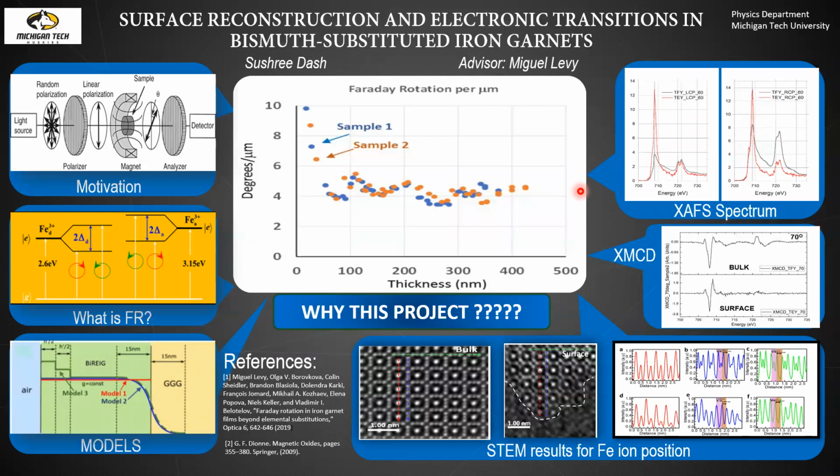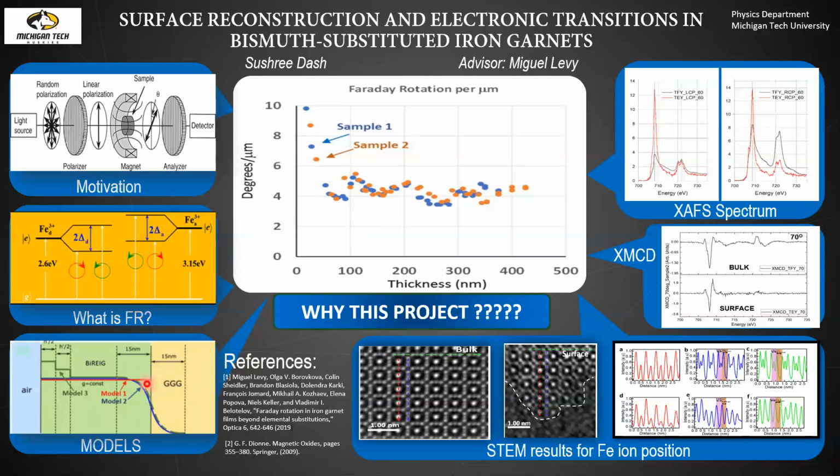I'm about to present on surface reconstruction and electronic transitions in bismuth-substituted iron garnets. Our topic that we are trying to focus on is Faraday rotation, which is the difference in absorption of left and right circularly polarized light in magneto-optic elements or samples. Recently, we have studied that when the sample is really small, that is below 100 nanometer thickness, there is a 7 to 10-fold increase in the Faraday rotation.